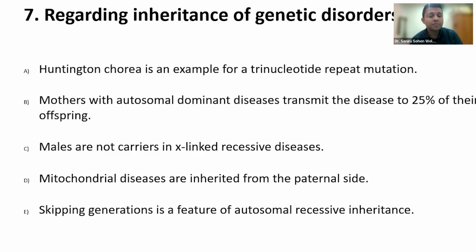Yes, so that is false. Skipping generations is a feature of autosomal recessive inheritance. Sometimes you may not see the disease or the carrier state being manifested in a generation, but somewhere down the line, there may be cross linking between two carriers, and you may see a diseased individual being generated. And so, skipping generations is a feature of autosomal recessive inheritance.